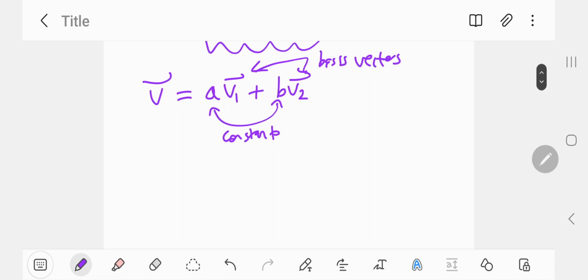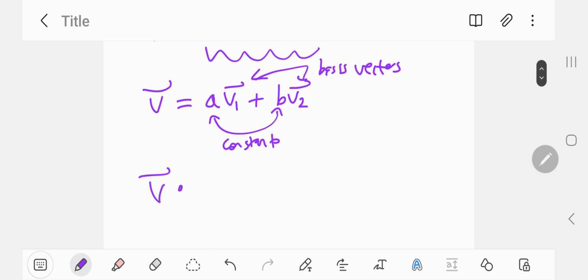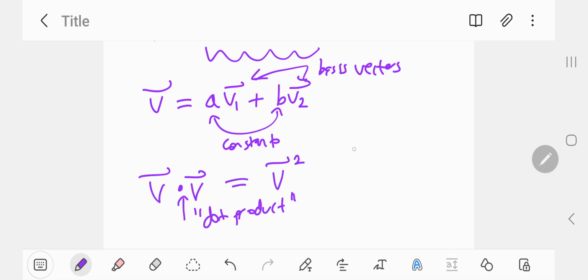Now when we take v dotted with v, where this symbol means dot product, which loosely means multiply, even though it doesn't, we find that it is equal to the vector squared. In other words, it is equal to the length squared of the vector itself.